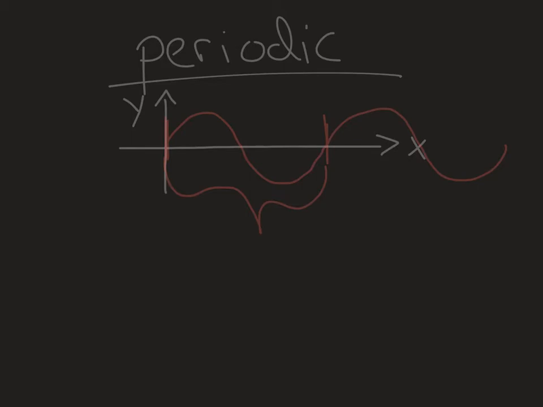And if you think about copying and pasting this piece to this piece, it would overlap itself perfectly. So let's say this distance was 10. We would then say the period of this function would be 10 units. So the period is the amount of distance until the function begins to repeat itself.